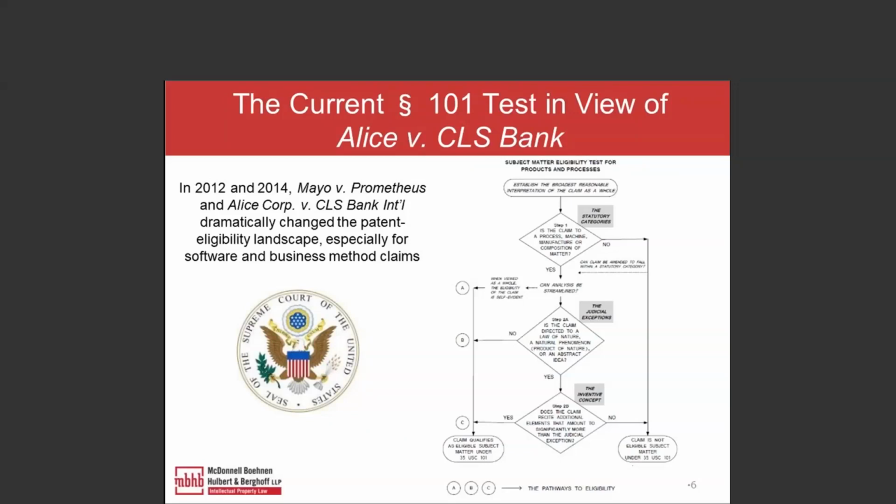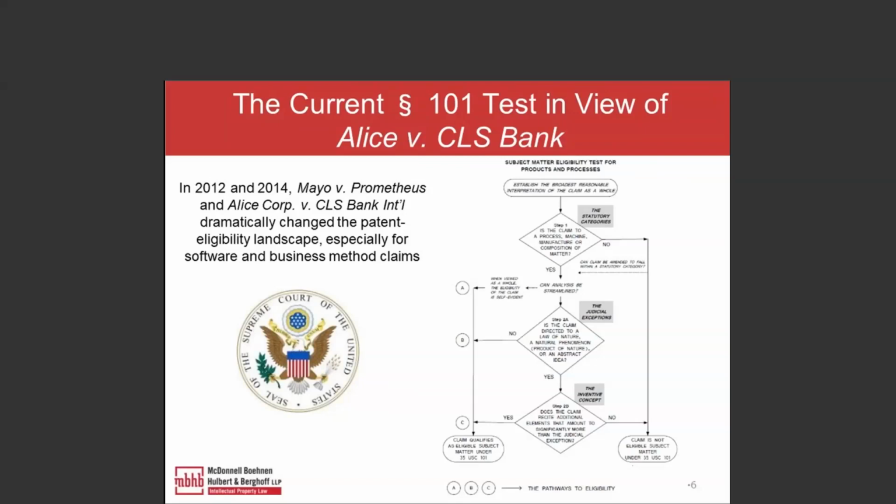Now, that doesn't mean you're going to get a patent. You still have to have novelty, non-obviousness, proper specification, and so on. But that's good news. You're not going to have a 101 issue. But if your claim is directed to one of those judicial exceptions, then you have to look further at the claim and figure out, does it have additional elements that recite significantly more than the judicial exception? If the answer is no, you don't have patentable subject matter. If the answer is yes, you do.